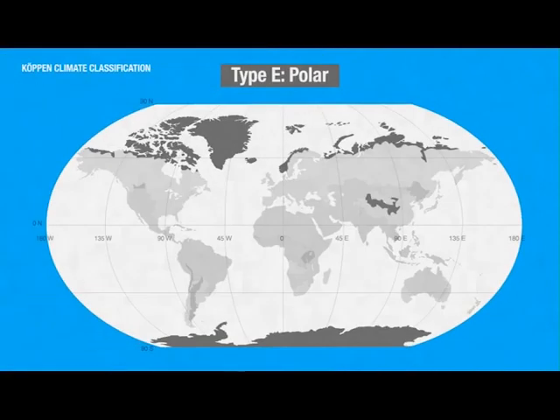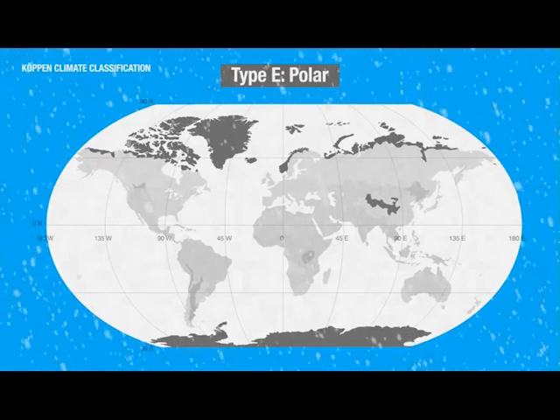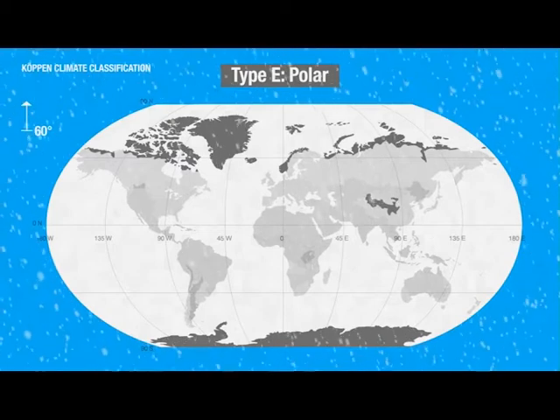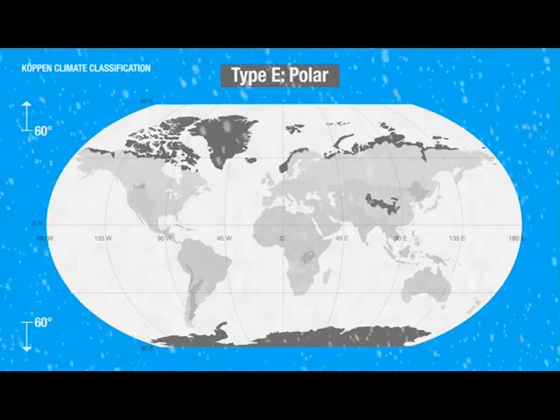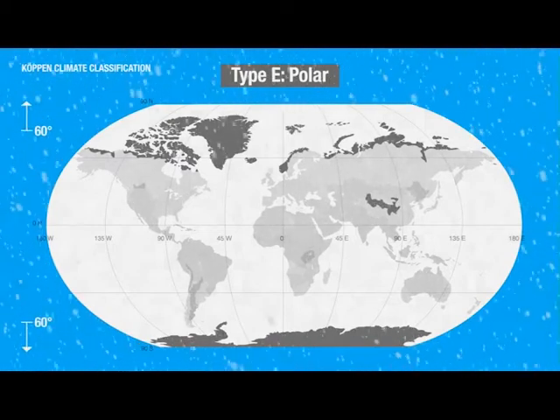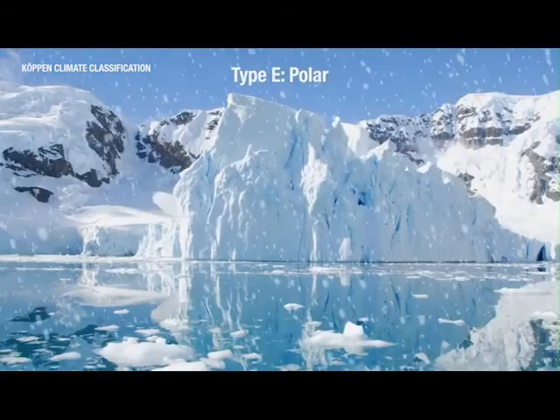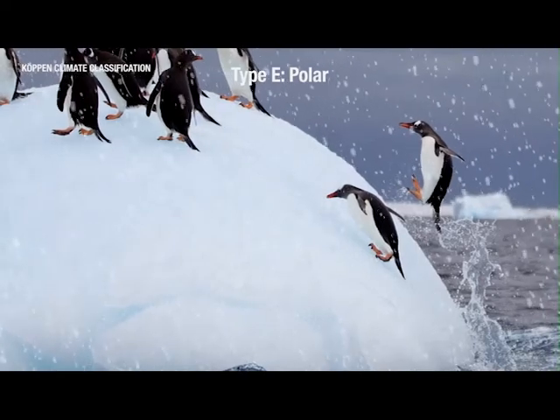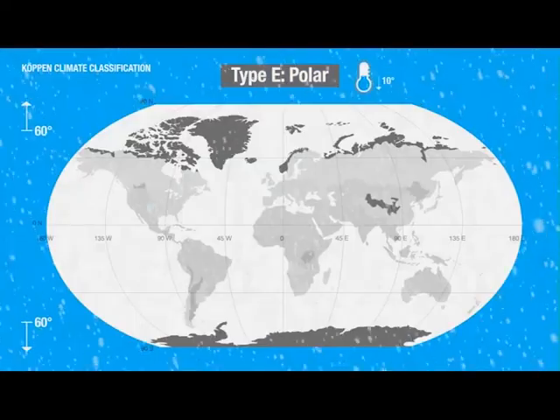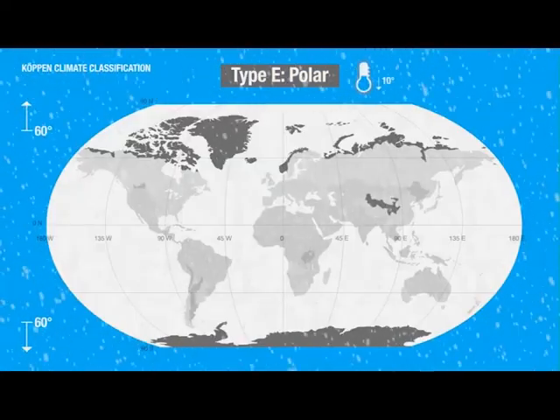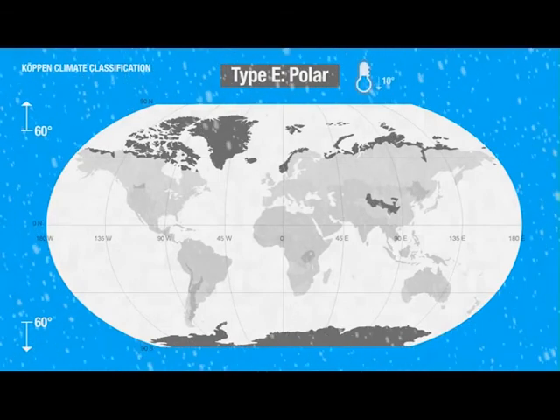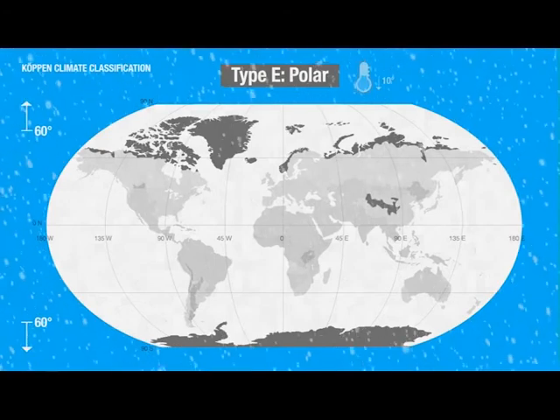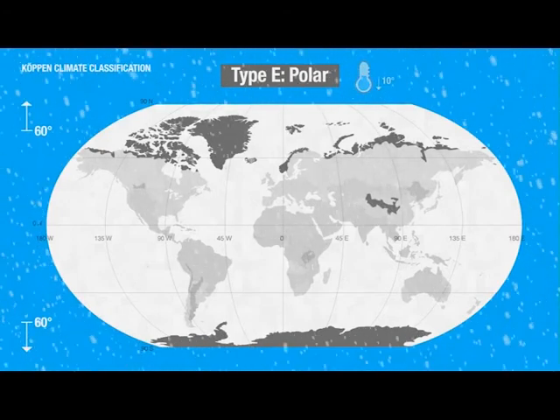Type E climates are polar. These climates are found mostly at latitudes higher than 60 degrees north and 60 degrees south. The largest parts of the polar climate locations are the North Pole and Antarctica. The polar climates are characterized by being cold throughout the year. Average temperatures in these areas never exceed 10 degrees Celsius, even in the hottest months.